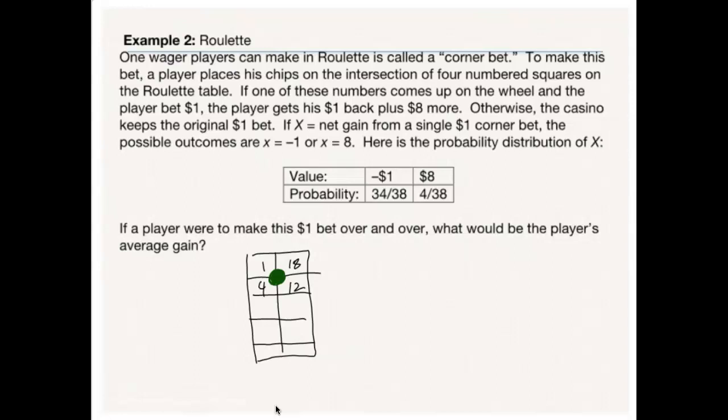The outcomes are this: either negative $1, meaning you lose your dollar because you don't win, or $8, meaning you get your dollar back plus an additional 8. And the probability of each of these outcomes is 34 out of 38 that you don't win, and 4 out of 38 that you do win.